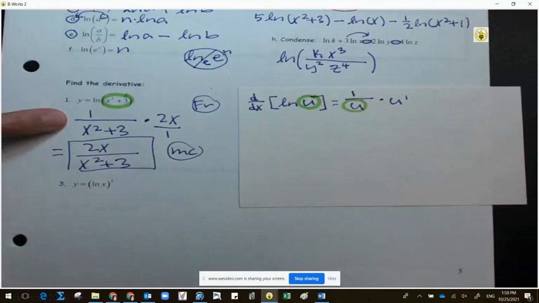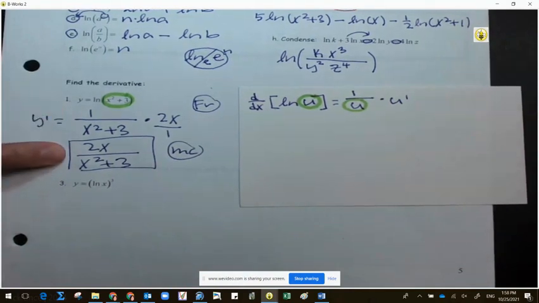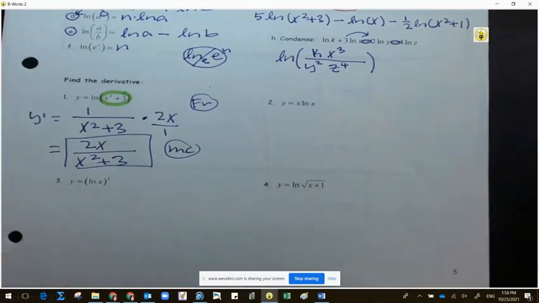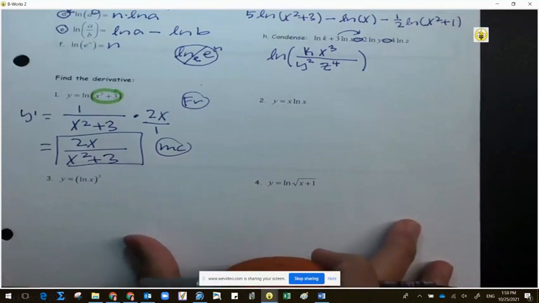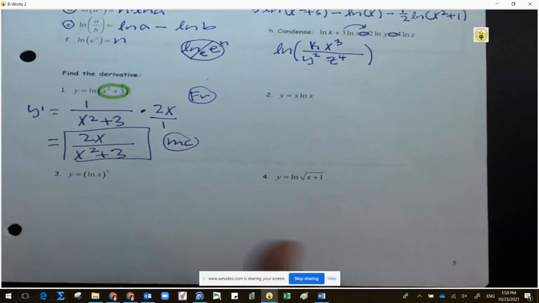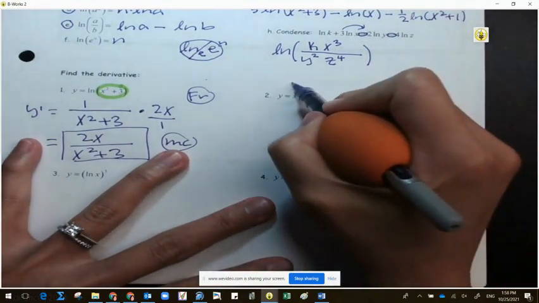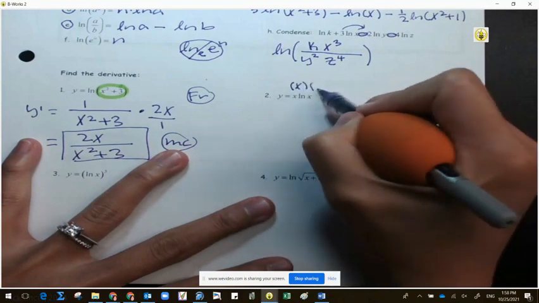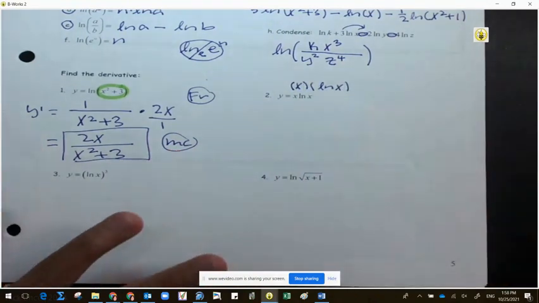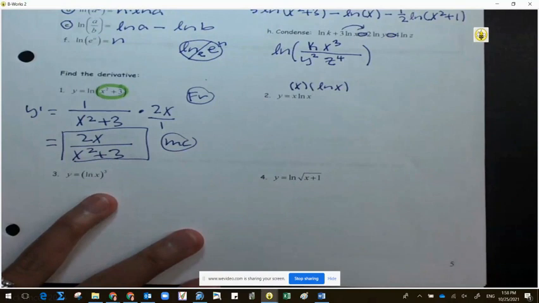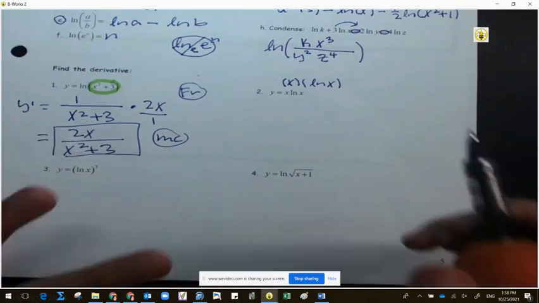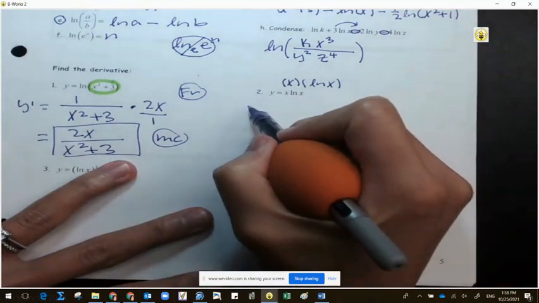So on my test, you may leave it just like that. If I give you a multiple choice, it'll be simplified in this form. Okay? All right. Let's move on to number 2. How many places do I have our variable x? So let's rewrite this. Another way to rewrite this would be x with the parentheses, natural log of x. So what rule are we using from unit 2? The earlier unit 2? Product rule.